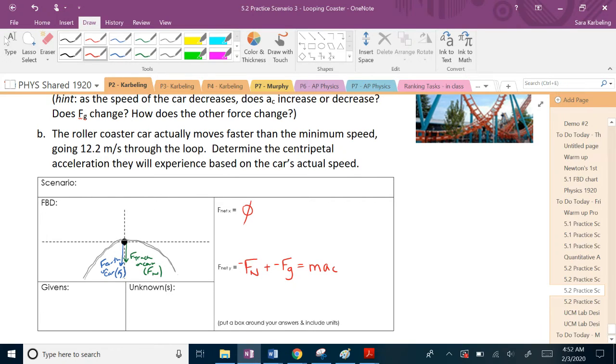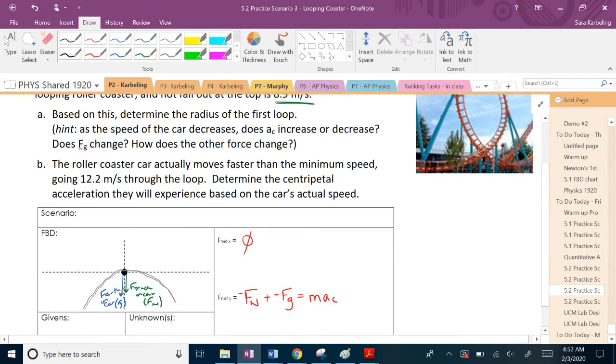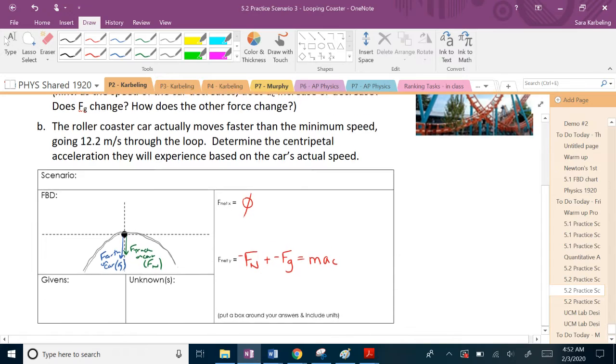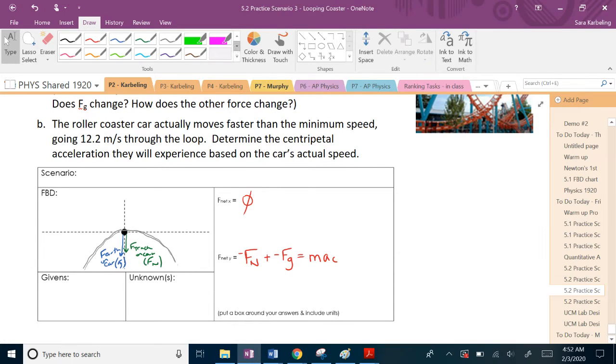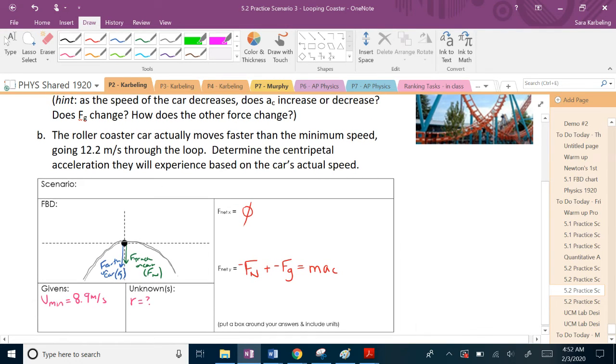It says in the problem that the minimum speed we need is 8.9 meters per second. That's an interesting thing we're talking about here. V, not W, excuse me. V minimum is 8.9 meters per second. And they wanted to know the radius, so that's our unknown. The hint now is going to come into play.